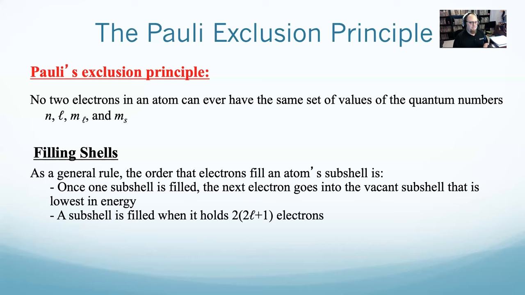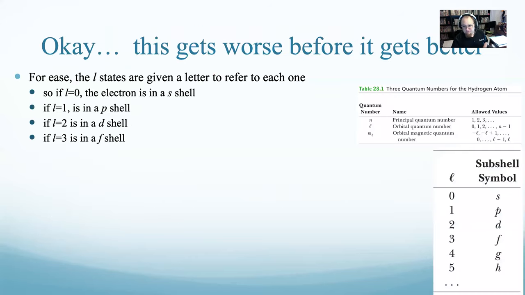Gotcha. Now, this note says that, for ease, each L state is normally referred to by a letter. Each one stands for something, though I doubt I can remember what they stand for off the top of my head. If someone's in the L equals zero, one, two, or three subshell, no one calls them zero, one, two, or three. Personally, I think that would be easier because math, but everyone refers to them by letter.